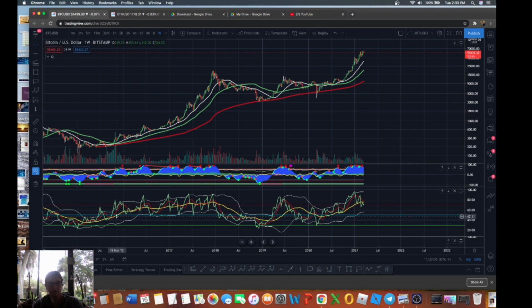As I said in my last video, and I'm going to say it again, I don't want to see us break this blue line here, which is the 50. This green line you see here is the RSI. This indicator is called the TDI indicator.